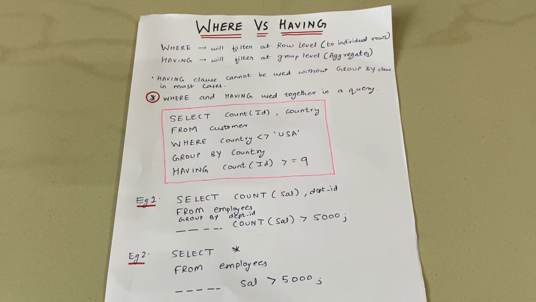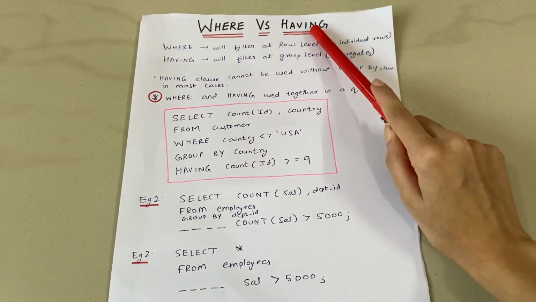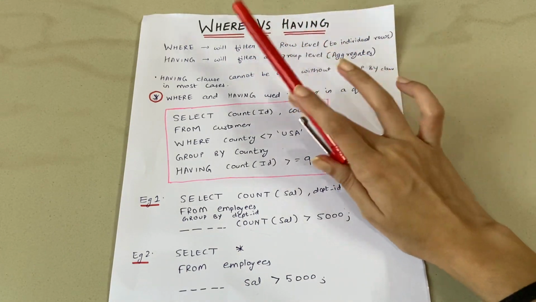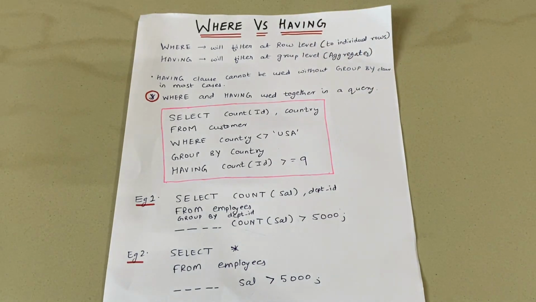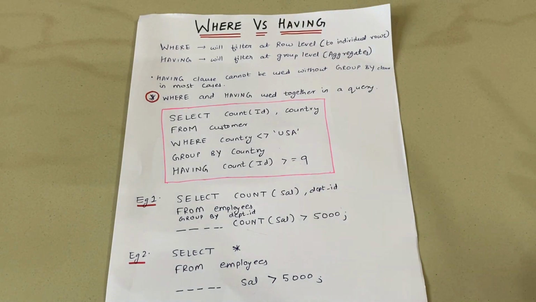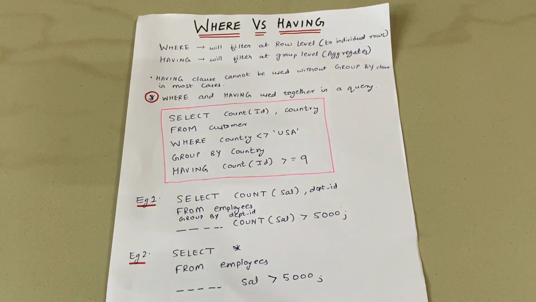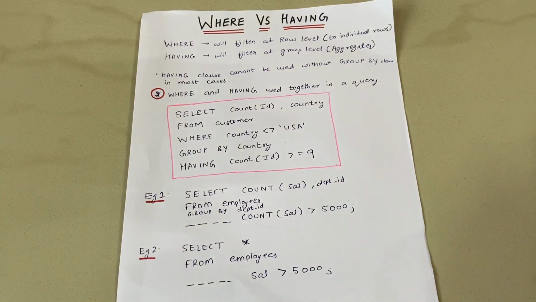So today's video is going to be an in-depth explanation about WHERE and HAVING. I'm going to discuss the difference between WHERE and HAVING. This is a question which is making a lot of you confused. So I'll try to make this video short and we'll try to explain the basic difference. So let's start with the video.